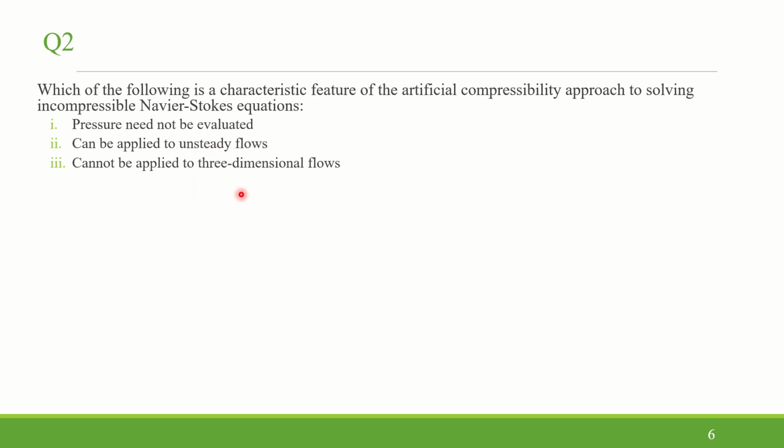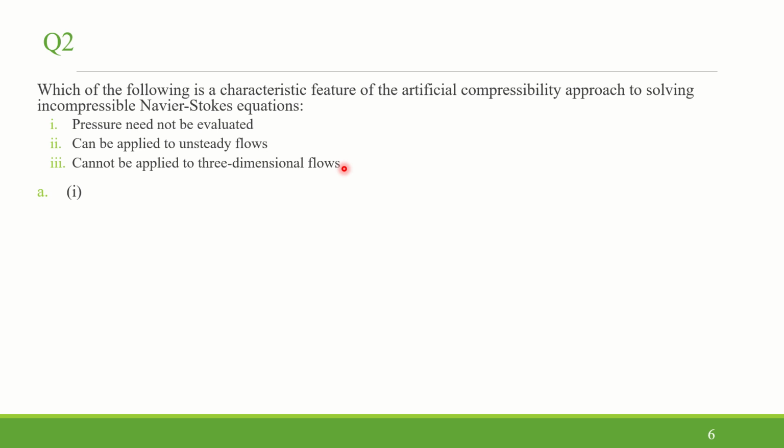And third one, it is given cannot be applied to 3-dimensional flows. So again it is false because artificial compressibility approach can be applied to 3-dimensional flows. The only thing is it is similar to how we get the solution for the compressible flows. We are using it for the incompressible flows by introducing some additional factor. So the concept we will see in the next slide. But basically out of the three statements, first one is true, second one is false, and third one is false as well.